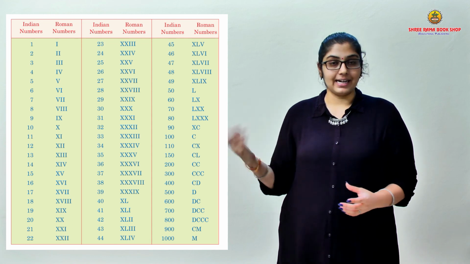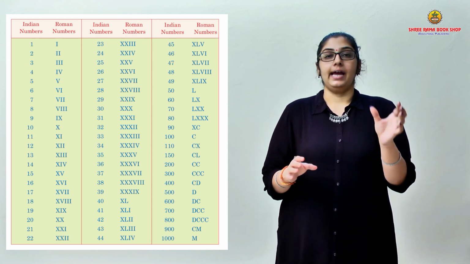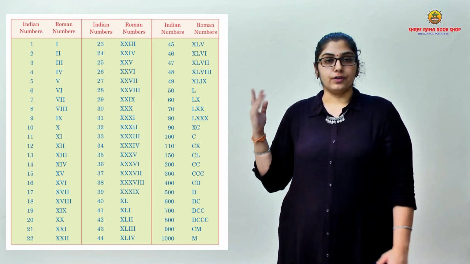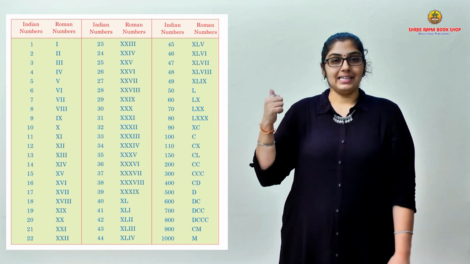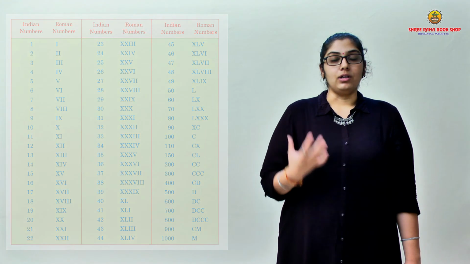You can further study on the chart which numbers are represented from 1 to 50, and after 50, the numbers 60, 70, 80, 90, and further up to 1000. So please go through the chart which is in your textbook also, and also practice the exercises. Thank you so much.